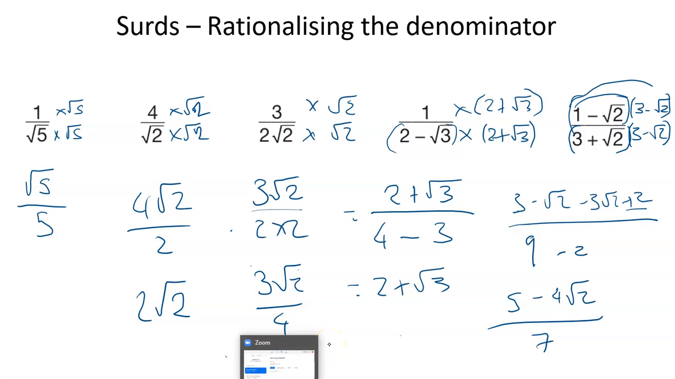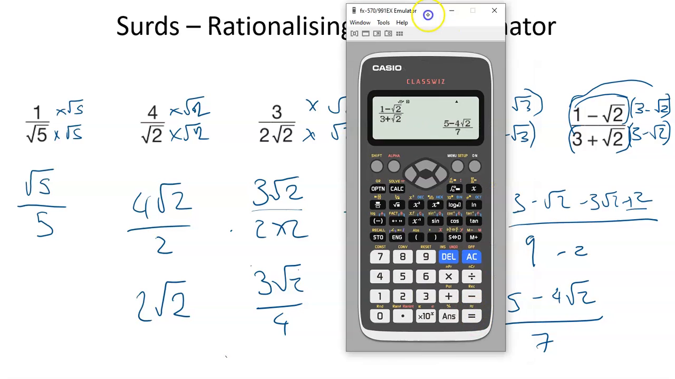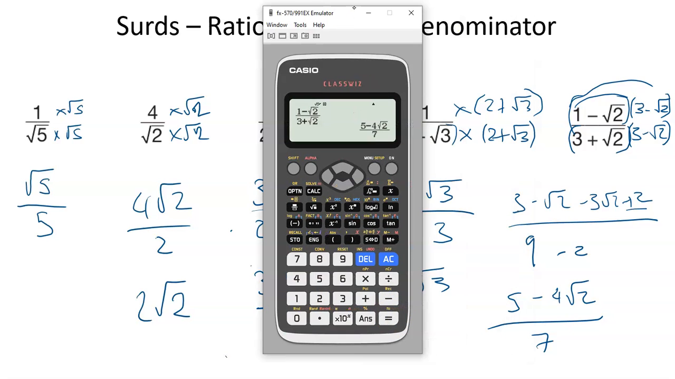Of course, you need all that working out in the exam, but there's nothing to stop you just typing it in. Fraction 1, if you have this kind of calculator, that will do surds for you. Now, it won't do all of the most complicated ones, but hopefully, there you go, it will do that one for us. 5 minus 4 root 2 over 7.